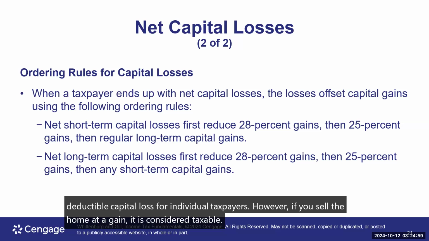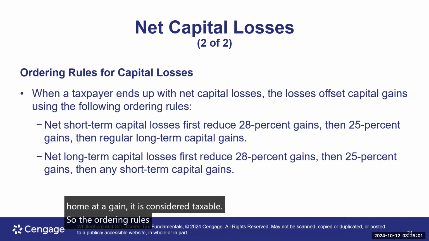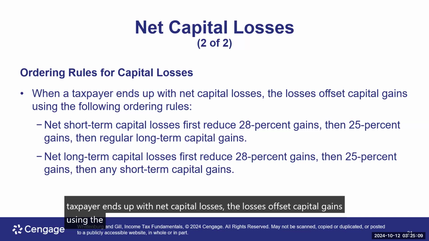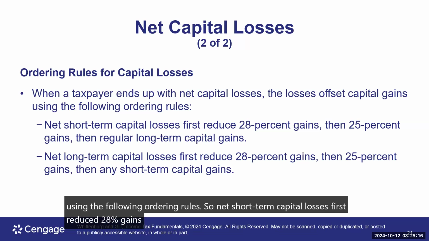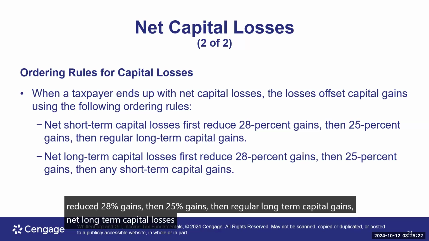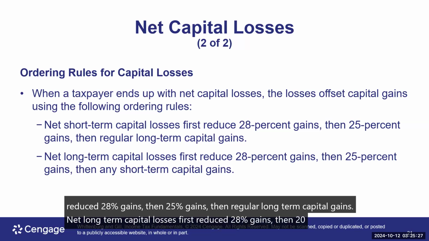So the ordering rules for capital losses are as follows. Whenever a taxpayer ends up with net capital losses, the losses offset capital gains using the following ordering rules. Net short-term capital losses first reduce 28% gains, then 25% gains, then regular long-term capital gains. Net long-term capital losses first reduce 28% gains, then 25% gains, then any short-term capital gains.